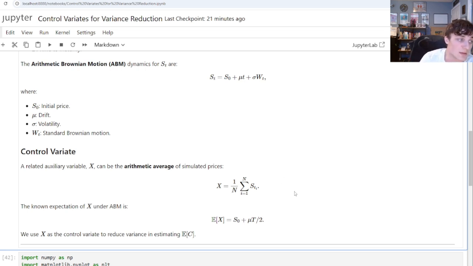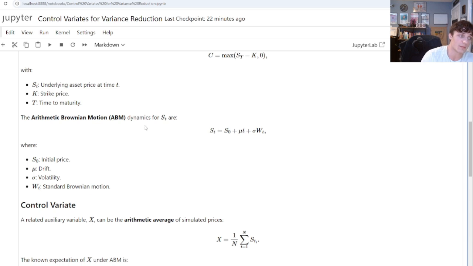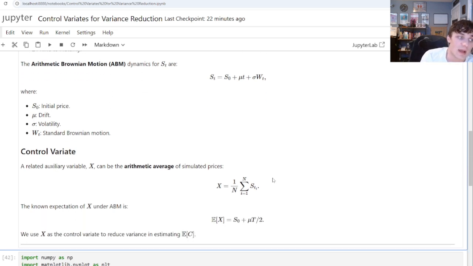What we can do is use the arithmetic average of these simulated prices, because we know under arithmetic Brownian motion that the expected price at maturity is going to be the initial price plus mu times the maturity divided by 2. That is going to be our control variate. Notice how the dynamics of the model that we've chosen, arithmetic Brownian motion, enable us to have this known value for the expectation at time capital T.